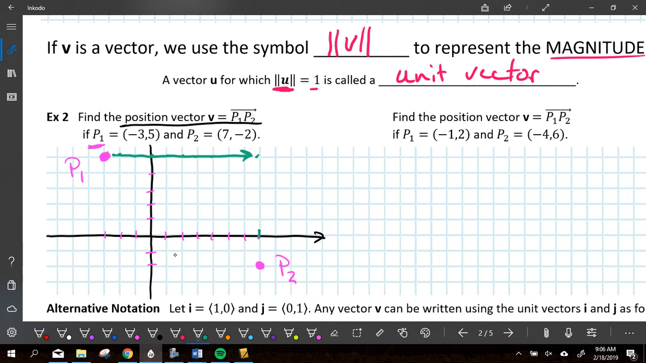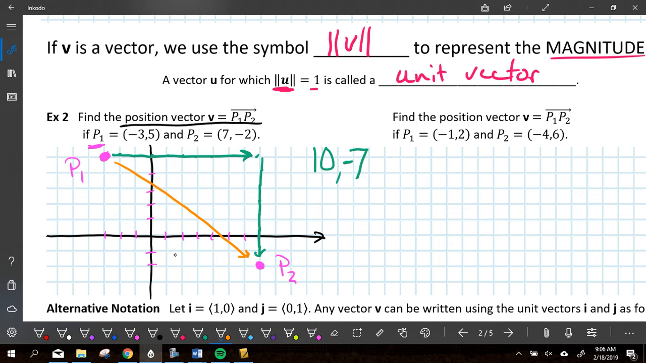And then I went down, so I went 10. And then I went down 1, 2, 3, 4, 5, 6, 7. I went down 7. Since I went down 7, guess what I'm going to do with that 7? It's a -7. That right there, 10, -7, is the vector that I traveled to get from P1 to P2. That is what our vector is going to be written with.